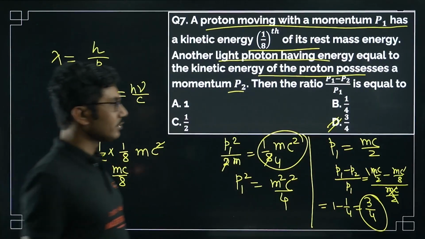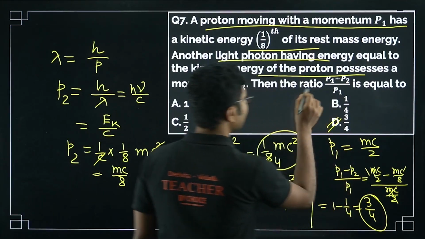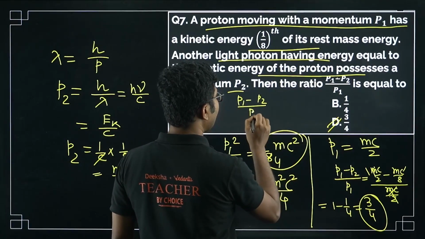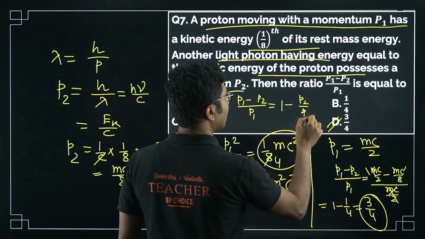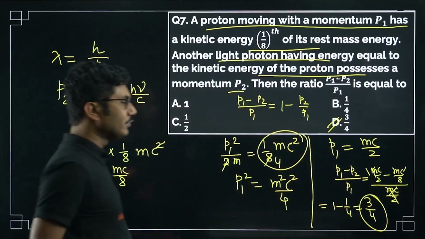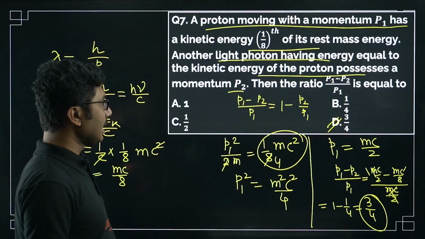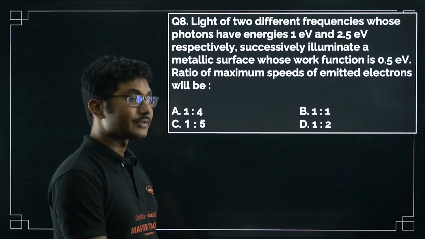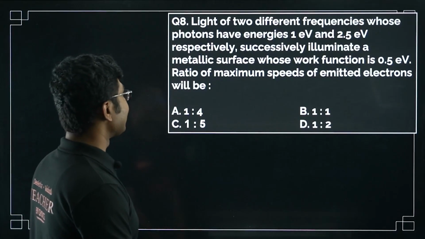So the answer will be 3 by 4. I have solved it quickly. Basically, P1 minus P2 by P1 can be written as 1 minus P2 by P1. That formula I have used over here, and we got 3 by 4. So option D is correct. Now next question. This is a very interesting question. The last question was very, very interesting. Even it took some time for me to solve as well.